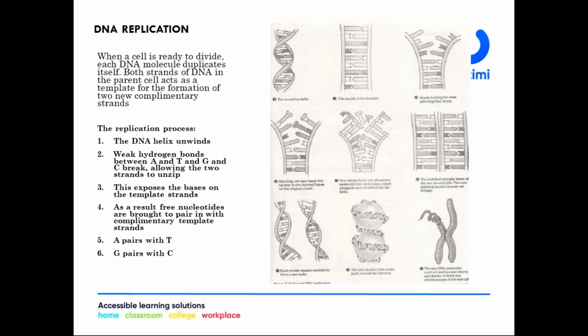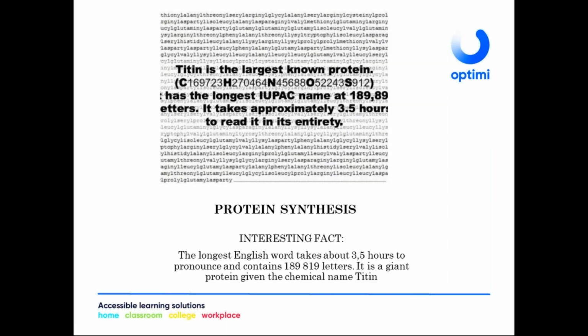The longest English word takes about 3.5 hours to read, and it contains about 189,819 letters. This is the name of a giant protein, and for convenience it was given the name titin. This is the protein that allows your muscles to be elastic.